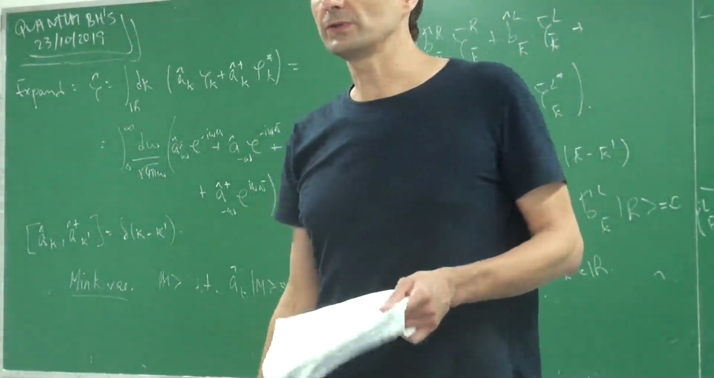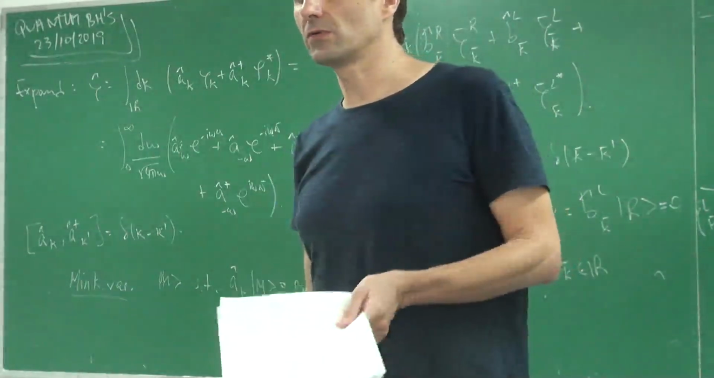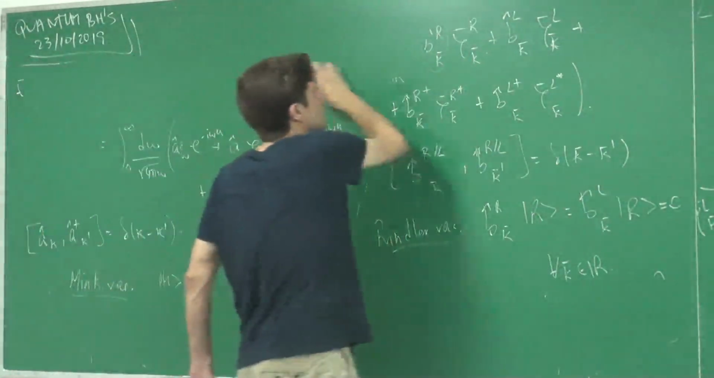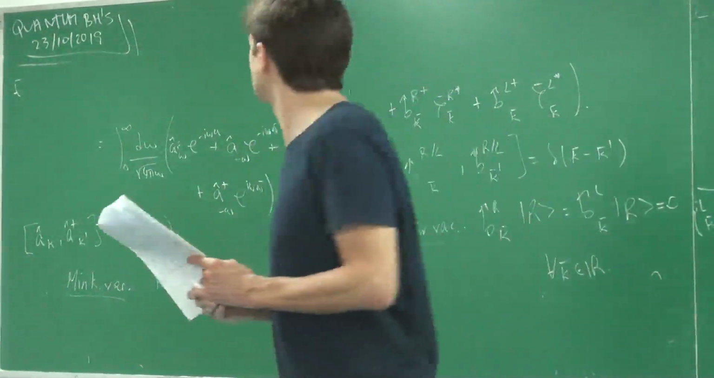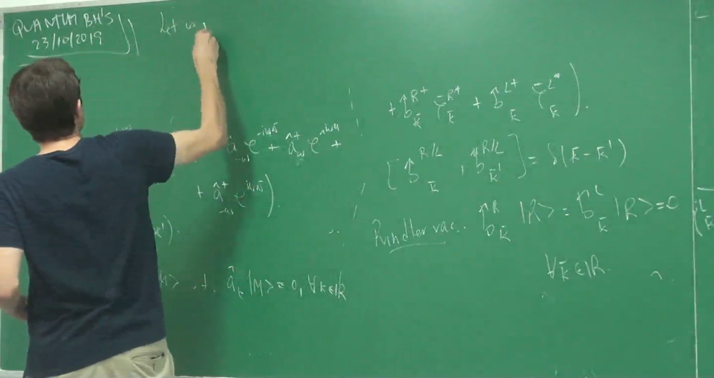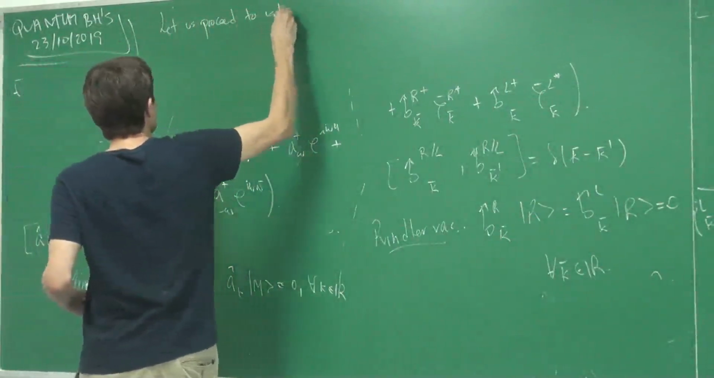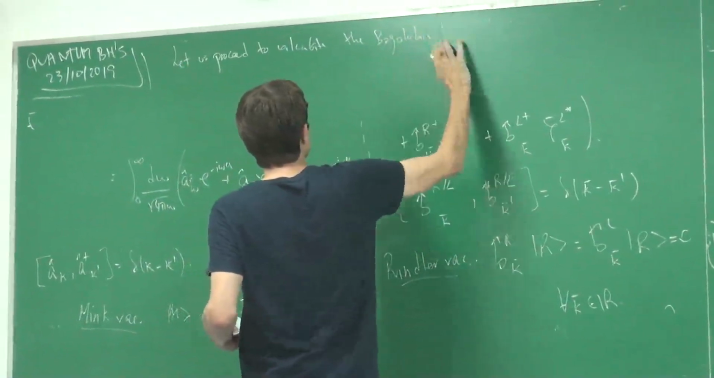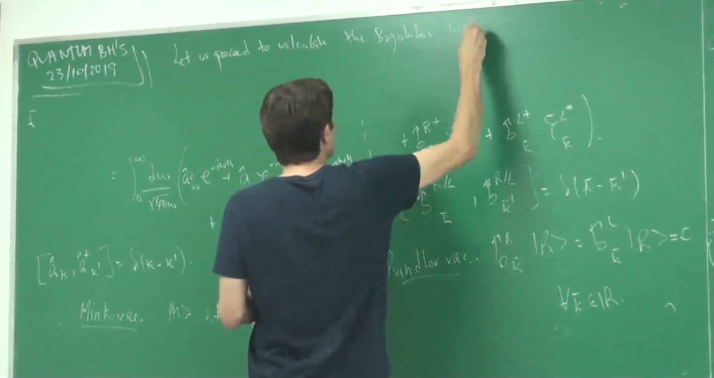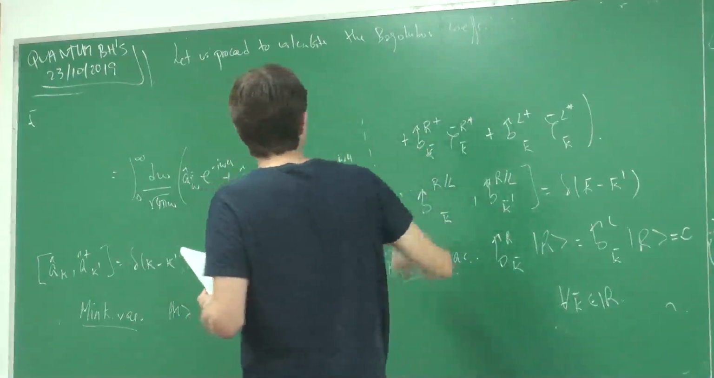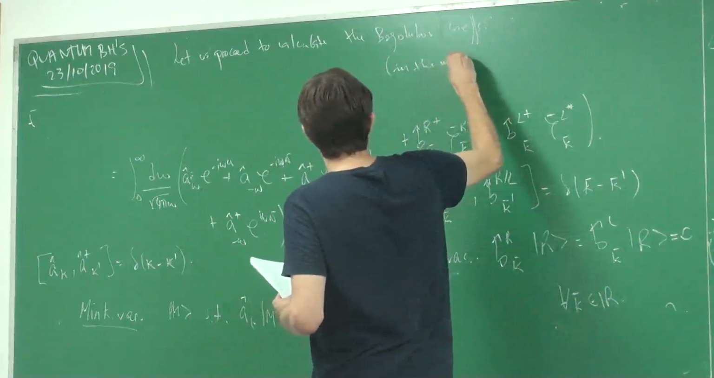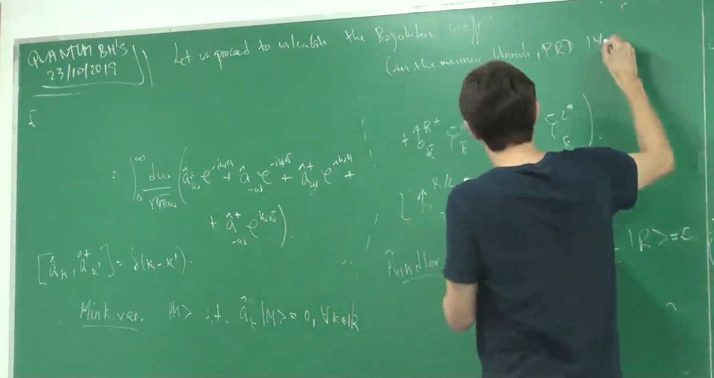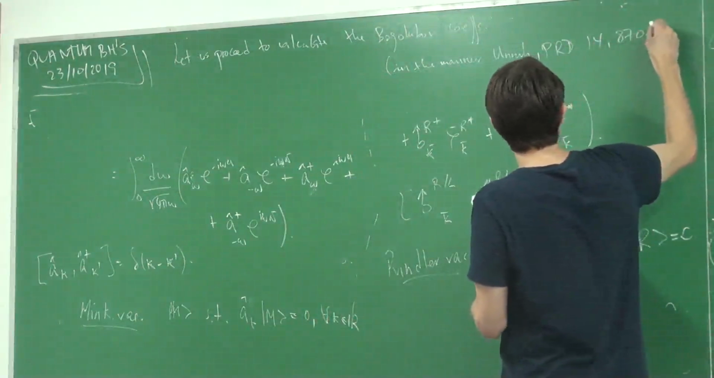Okay, so you can do this in different ways. We're going to do it in the smart way that Bill Unruh did it. It's the paper by Unruh, Physical Review D, volume 14, page 870, 1976.